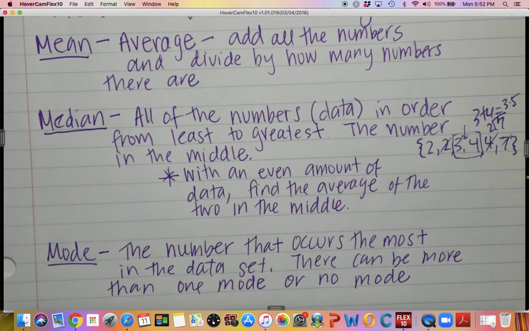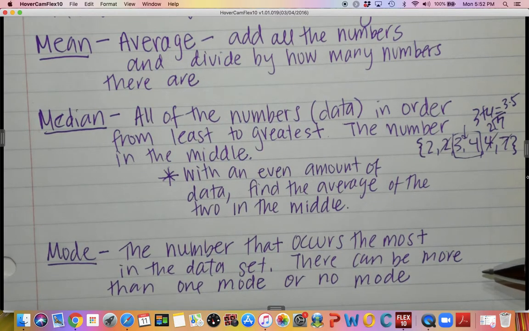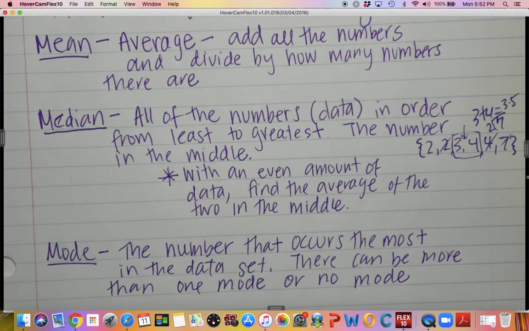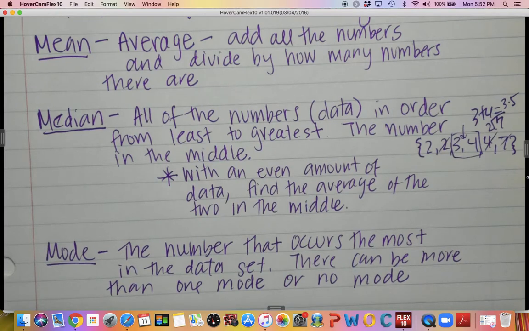We never ever say the mode is 0 unless it's actually 0. So I don't want you to say 0 if there's no mode, because 0 is actually a number when we're talking about data. So only put 0 if 0 is actually the mode. But if there's a number that doesn't occur more than once, or they all happen the same amount of times, then you would say no mode. I know, I'm giving you a lot of information. Bear with me.